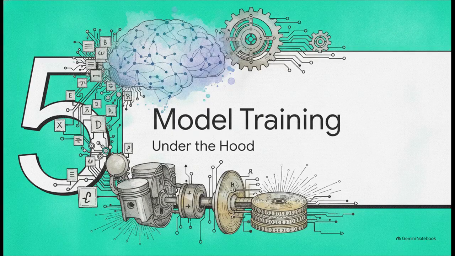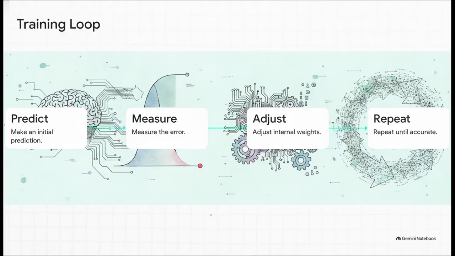All right, moving on to Section 5, Model Training Mechanics. Let's look under the hood. The fundamental mechanics of how a model actually learns operate on a deceptively simple, continuous, four-step feedback loop. Predict, measure, adjust, repeat. That's it. The model makes a prediction, it measures exactly how far off it was from the truth, mathematically adjusts its internal weights to reduce that error, and then repeats the whole process millions of times until it hits an acceptable level of accuracy.